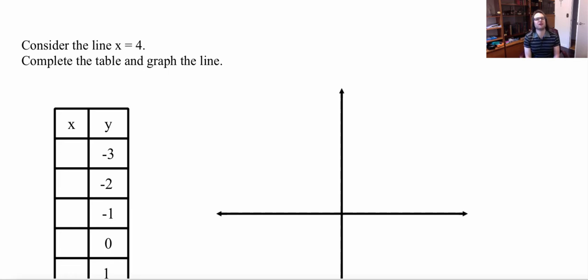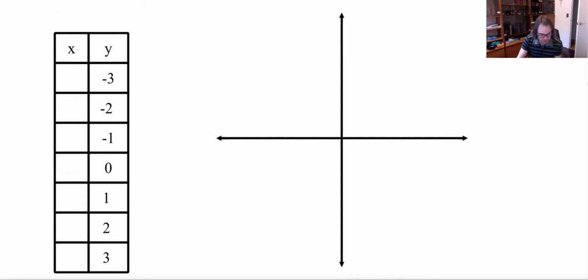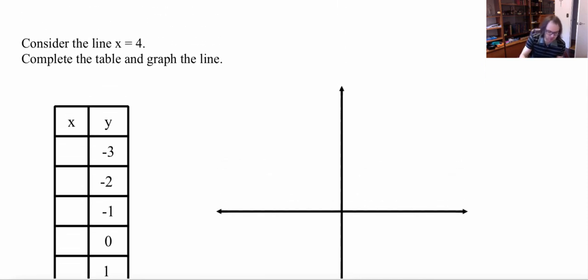Now, we're going to work in reverse here. So here we're given an equation. It says consider the line x is equal to 4. Complete the table and the graph. Well, let's first look at the table. If x is equal to 4, there is no y. It doesn't really matter what y is equal to.